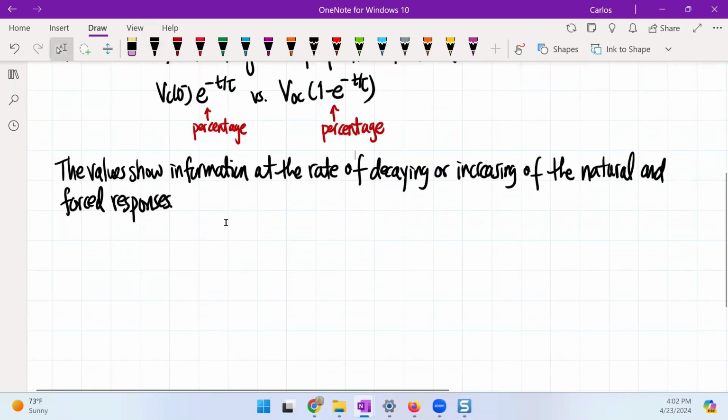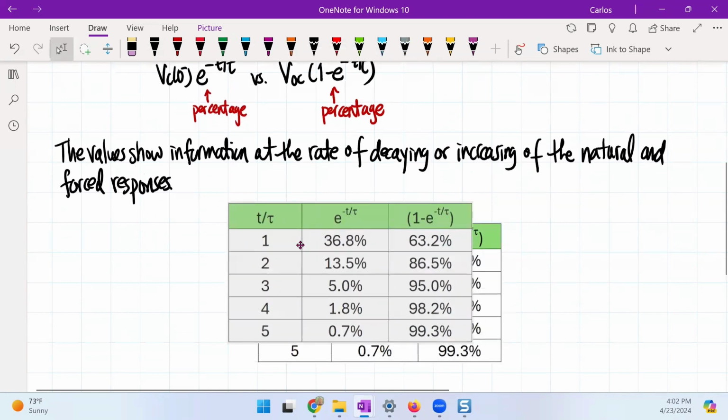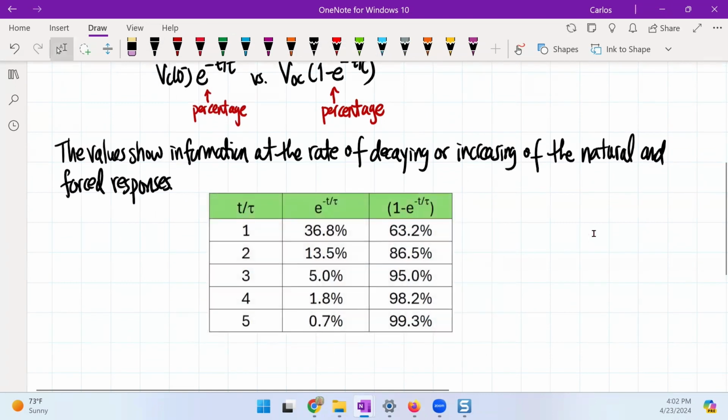So if I plug in my table here, this is what I have. We don't care about the time per se. We only care about the time t over tau, since that's what's in the exponential term. So I'm looking at 5 time constants, and you could see that the exponential, and the second column, that's a percentage. So I multiplied it by 100%. And then I have 1 minus e, and that's also a percentage. But what you're seeing here is that there's a very quick decay, and there's a very quick charging up of the capacitor.